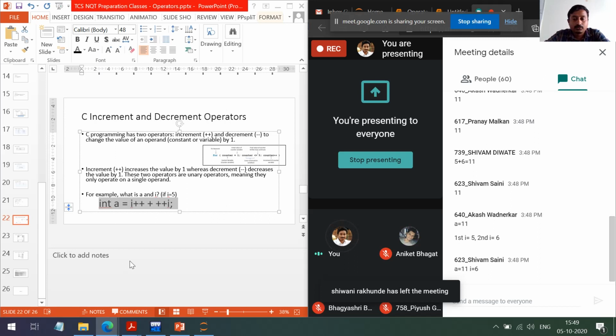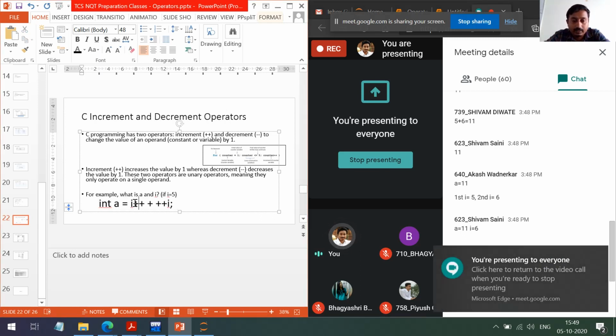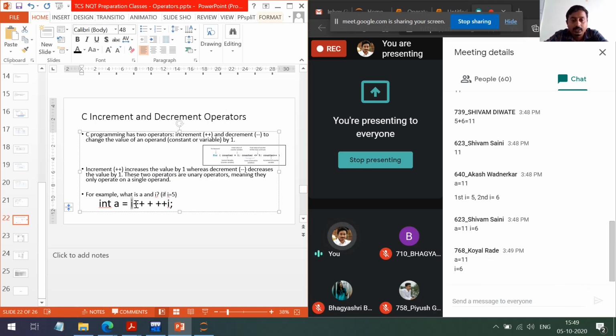First we will talk about the value of I. Here we have two increment operators for I. So anyway the value of I will be 7. There will be no doubt regarding the value of I, it would be 7. Whether it is post increment or pre increment, it is going to increment by 1, right? So here we have two increment operators, so the value of I would be 7.